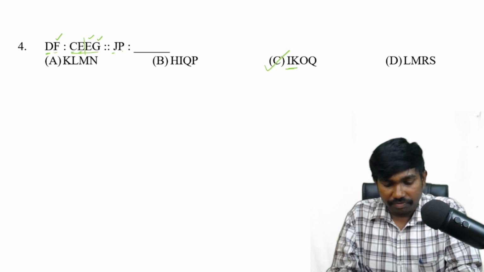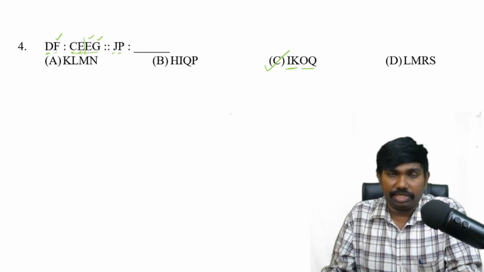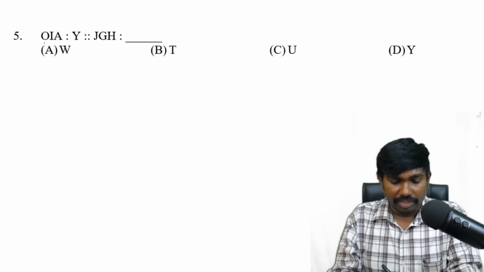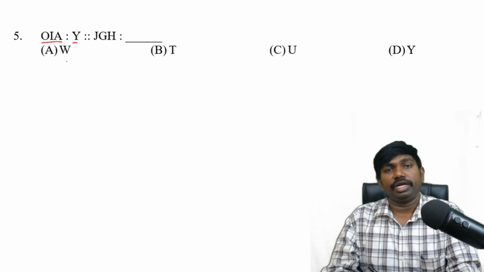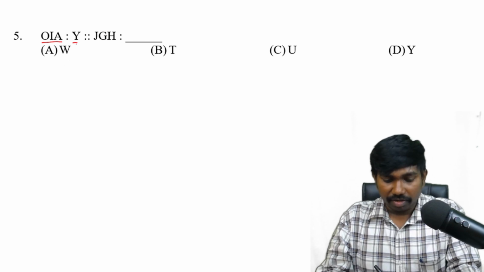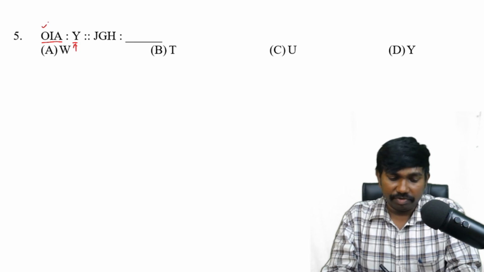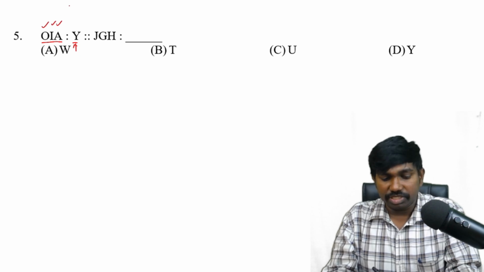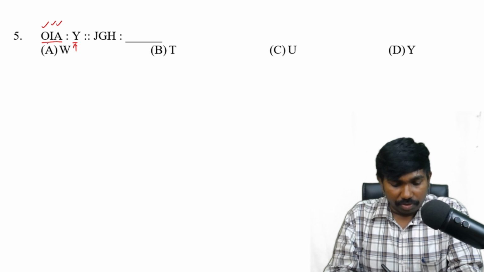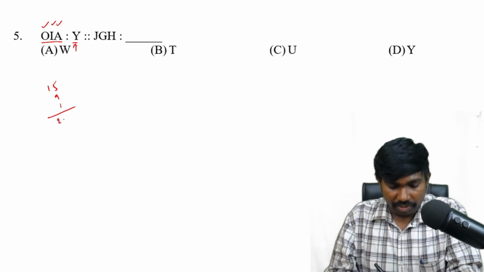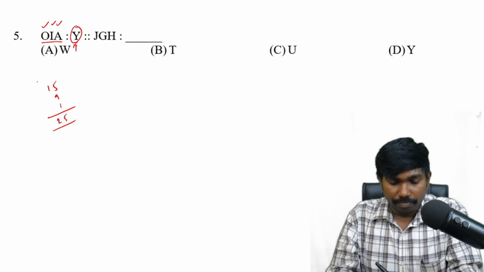And let us verify P also. P's before letter is O, after letter is Q. Yes, that is also matching. O, I, A, 3 letters, but there is only one letter. So this letter we may get by adding the letter positions of these letters, or multiplying, or doing some mathematical operations. Okay, let us try. O is the 15th letter, I is the 9th letter, and A is the first letter. So altogether we got 25. Yes, we got the logic. That is, the 25th letter is Y.